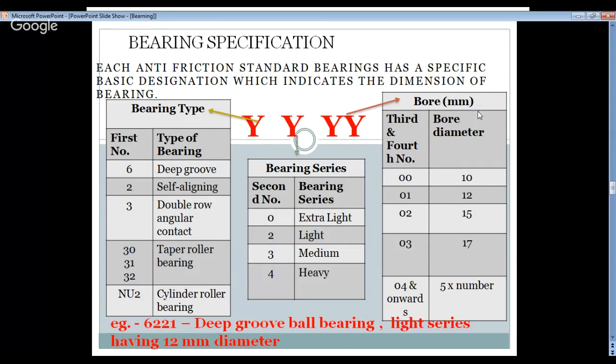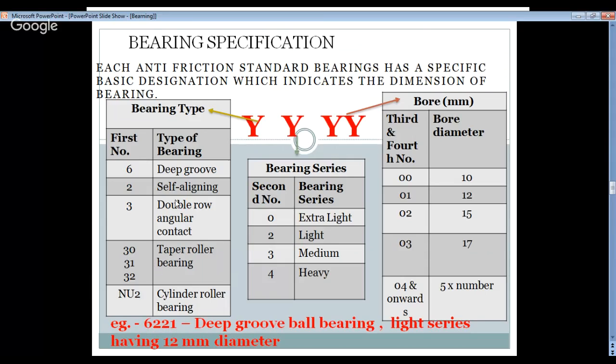Now next is bearing specification. When we go to the market to purchase any bearing, we have to tell the distributor by its code. The biggest manufacturer of bearings is SKF. SKF bearings are available in the market with a given code number. Suppose we take an example, 6221.